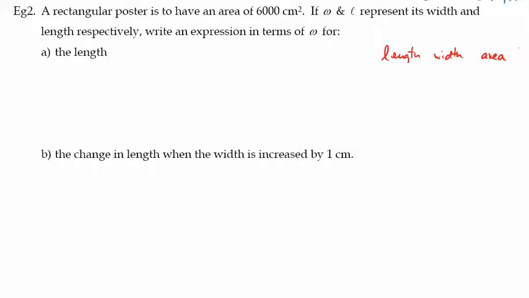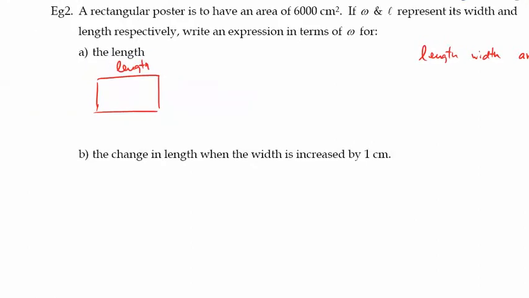So in this case, in example number 2, if they give us a rectangle with length, the length should be the longer side, with length, width, and area, you can probably come up with an equation that will look similar to it. Area equals length times width.